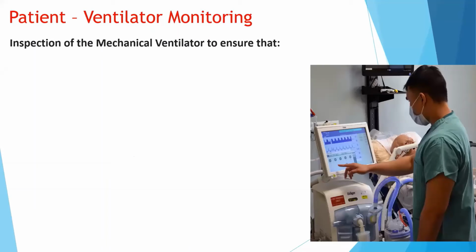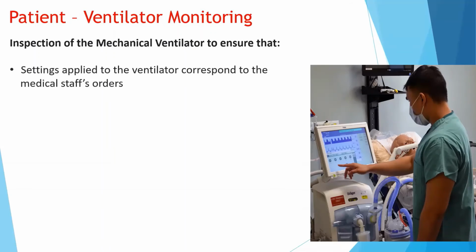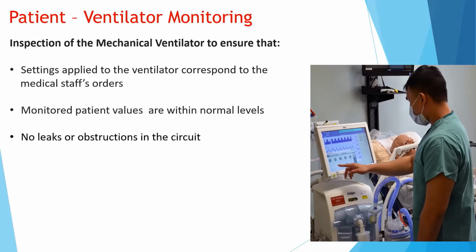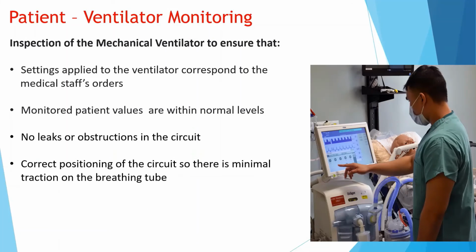One thing that needs to be done when this patient ventilator monitoring occurs is inspection of the mechanical ventilator to ensure that settings applied to the ventilator correspond to the medical staff's orders, that monitored patient values are within normal limits, that there are no leaks or obstructions in the circuit, that the circuit is correctly positioned, so there's minimal traction on the breathing tube, and that there is no presence of water in the circuit. If there is, it may need to be drained out.